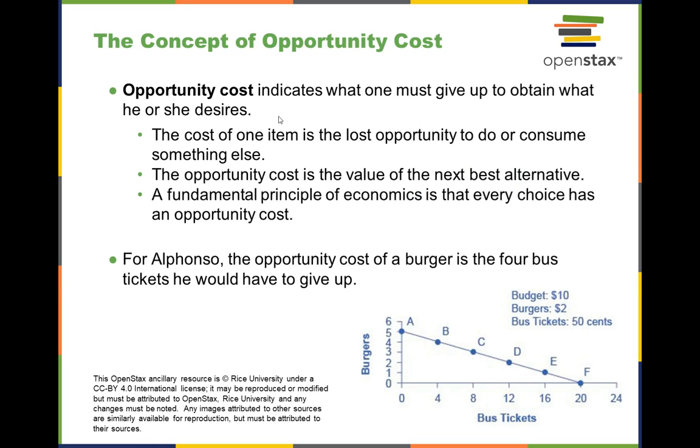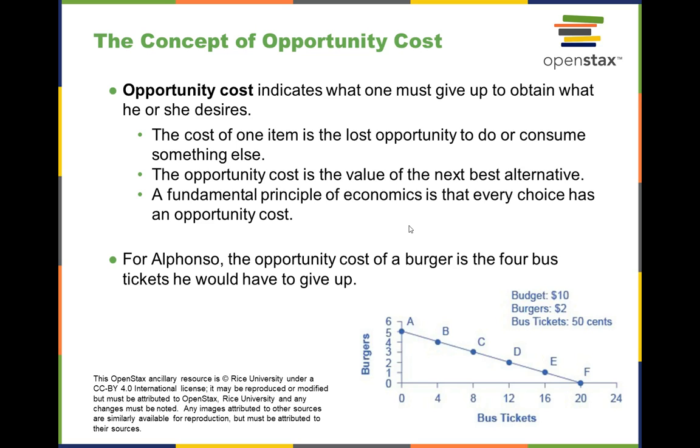Opportunity cost indicates that one must give up something to obtain what he or she desires. The cost of one item is the lost opportunity to do or consume something else. The opportunity cost is the value of the next best alternative. A fundamental principle of economics is that every choice has an opportunity cost. For Alfonso, the opportunity cost of a burger is the 4 bus tickets he would have to give up.